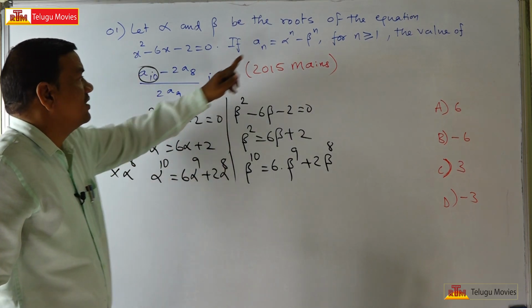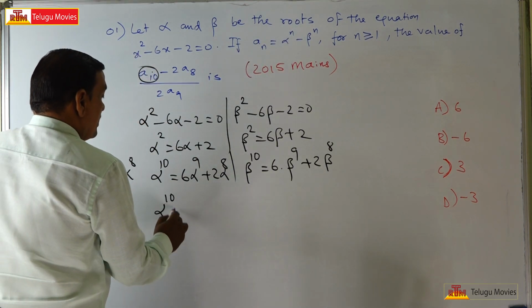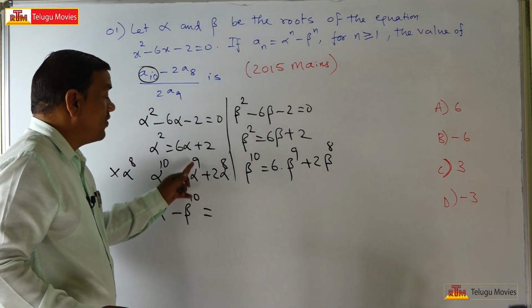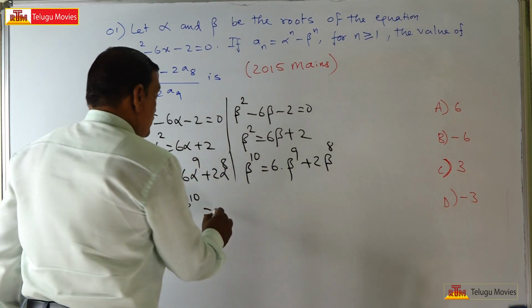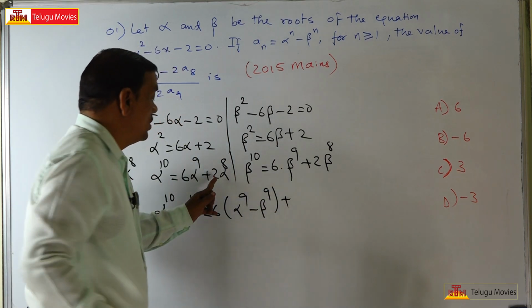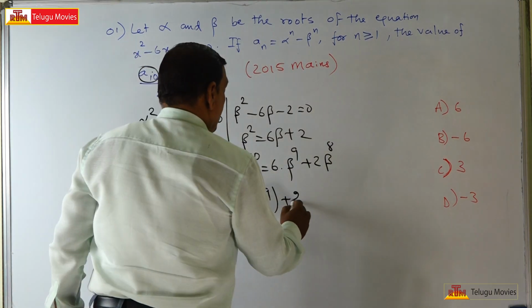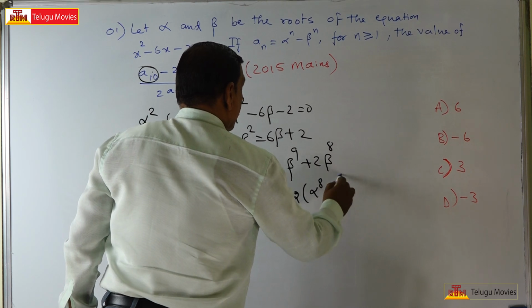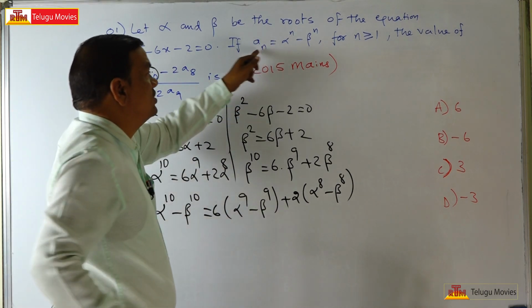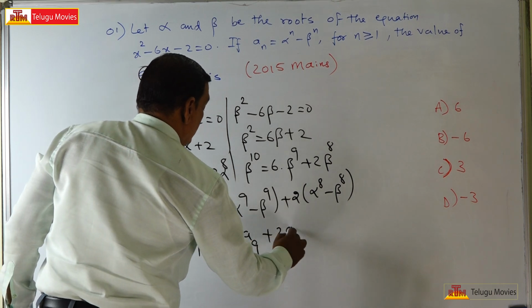Why? A10 means alpha power 10 minus beta power 10. So alpha power 10 minus beta power 10 is equal to 6 times alpha power 9 minus beta power 9, plus 2 times alpha power 8 minus beta power 8. Alpha power 10 minus beta power 10 means A10. So this is A10 equals 6 times A9 plus 2 times A8.